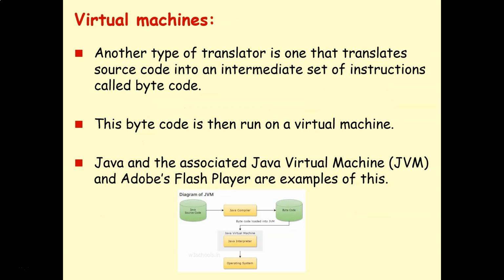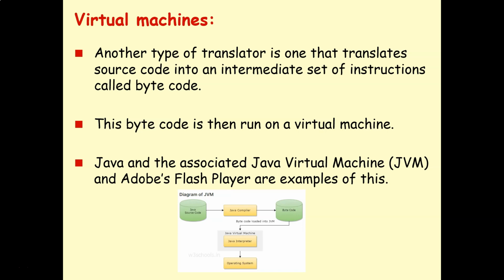And just a little note here about virtual machines. I mentioned that a couple of slides ago. Another type of translator is one that translates source code into an intermediate set of instructions that we call bytecode. This bytecode itself is then run on what we call a virtual machine, a kind of pretend machine implemented purely in software. Java is the most famous example of this.